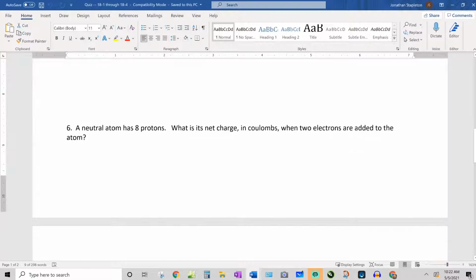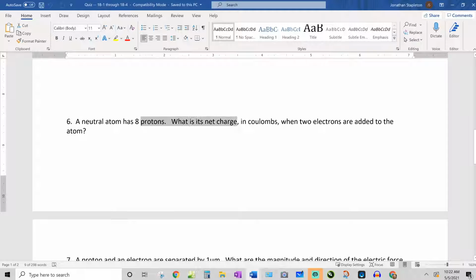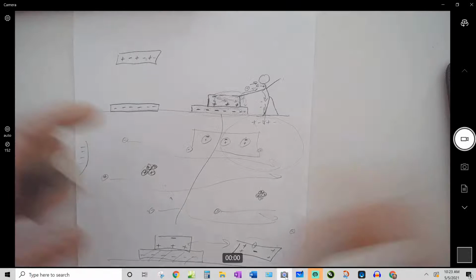Let's see. Here's one. A neutral atom has 8 protons. What's its net charge in coulombs when 2 electrons are added to the atom? So, does anybody know how you would solve that? Neutral atom has 8 protons. What's its net charge in coulombs when 2 electrons are added? Anybody just tell me the answer? You ought to be able to do this one in your head. So, you can't do it in your head.